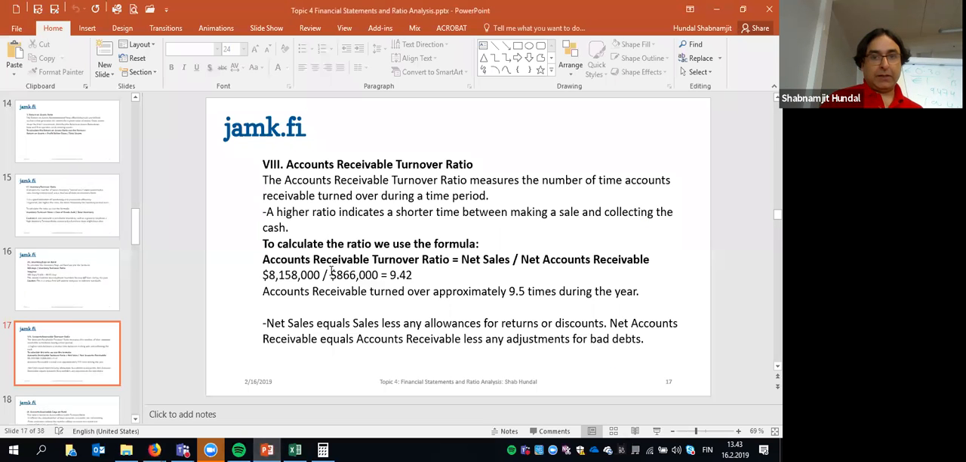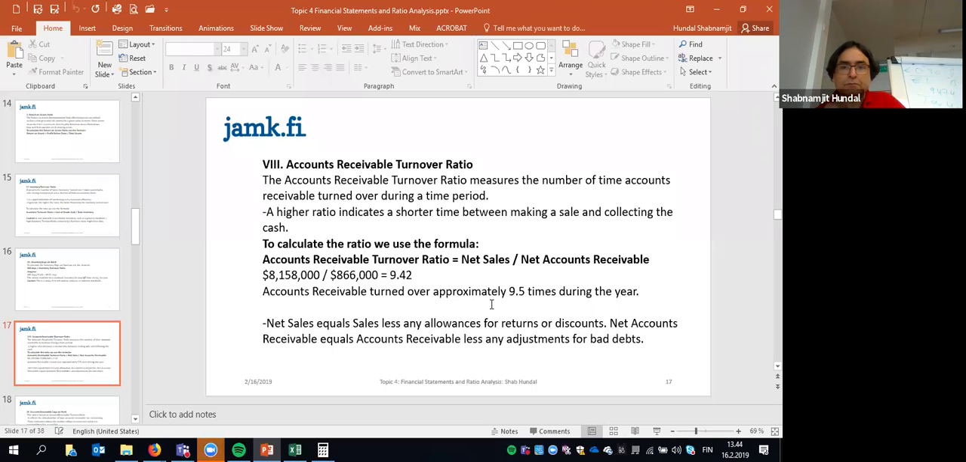Well, we need the net sales. Net sales basically is your sales revenue. But what is the implication of it? The implication is that when you are calculating the accounts receivable ratio, you divide net sales by net accounts receivable. It shows that the accounts receivable turned over 9.5 times or 9.4 times in a year.